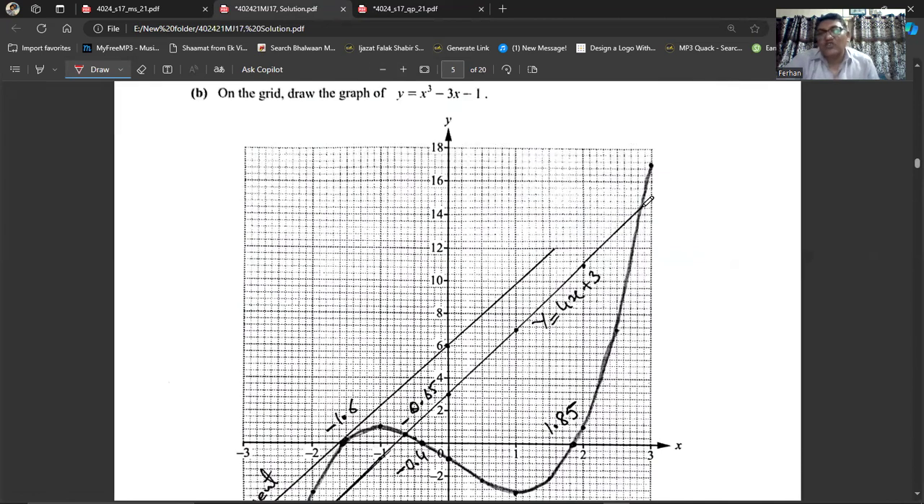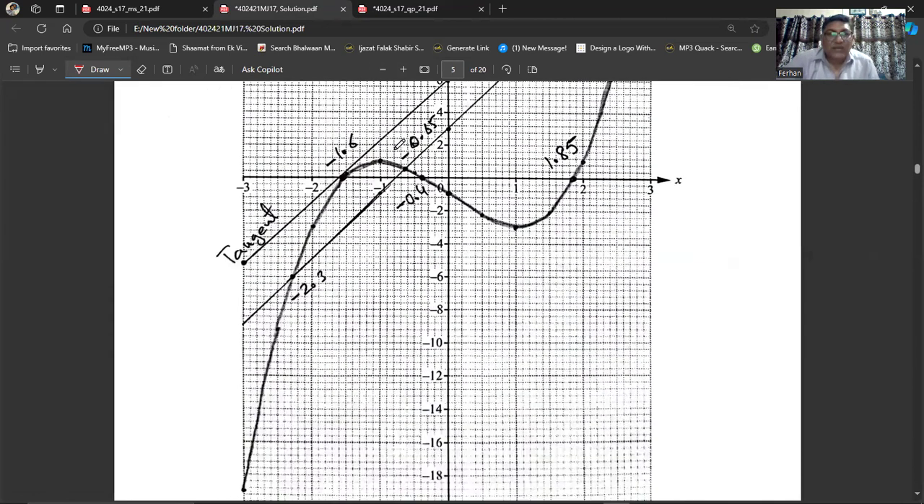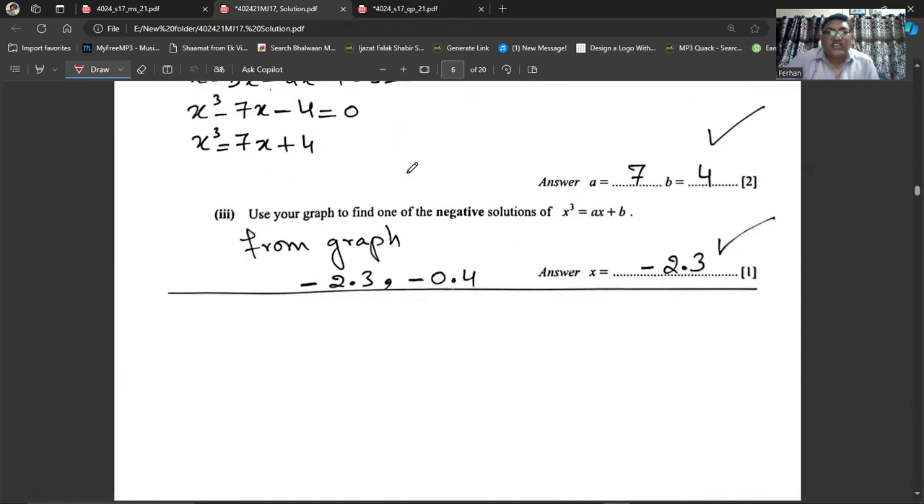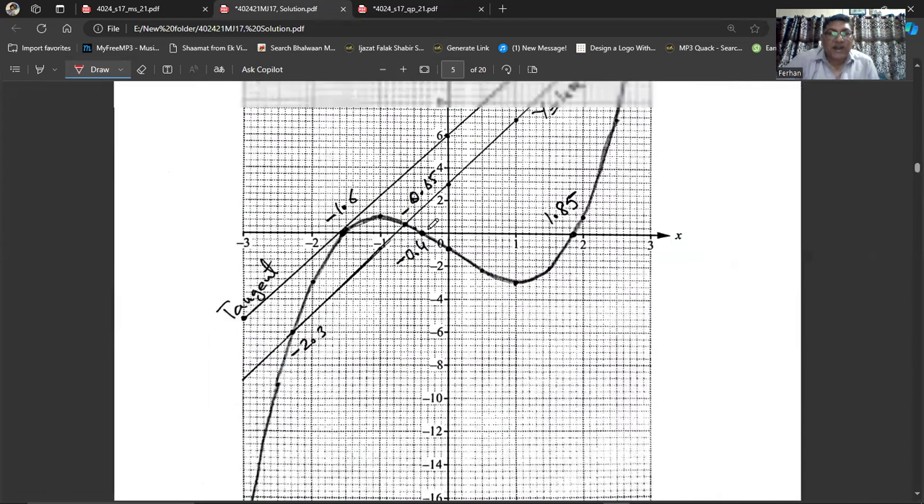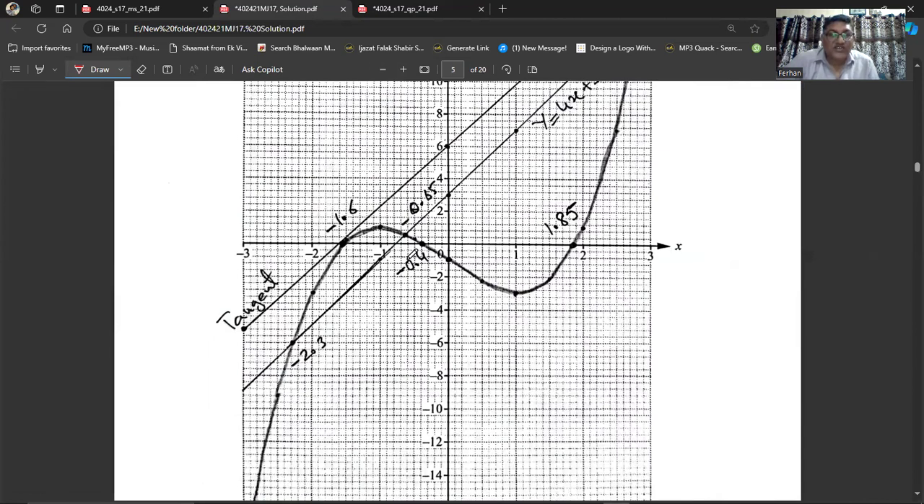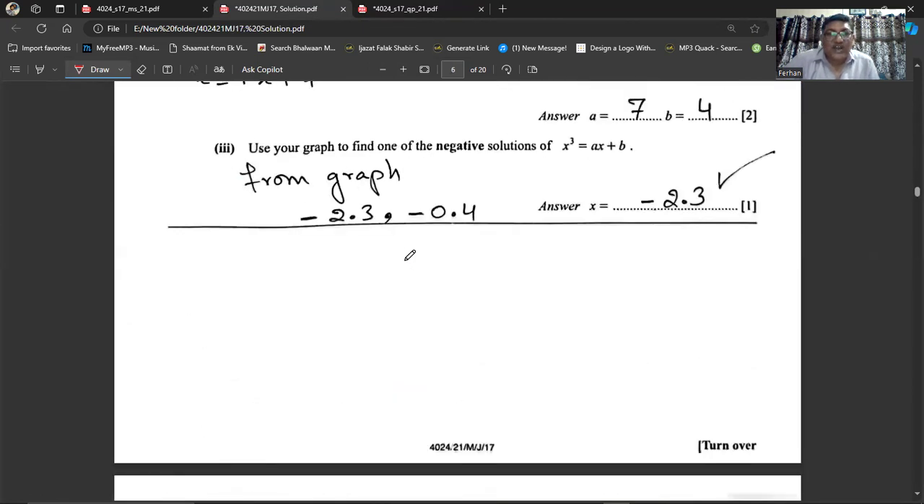But here the x value is positive. So I'm interested in these 2 points. Here the x value is minus 2.3. Here the x value is minus 0.65. So I will note these values here. Minus 0. Sorry, I said 65. It is minus 0.4. Sorry. Okay. So I will note these 2 points, minus 2.3 and minus 0.4.